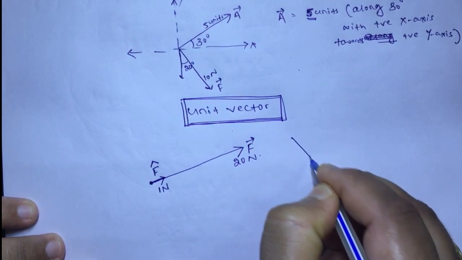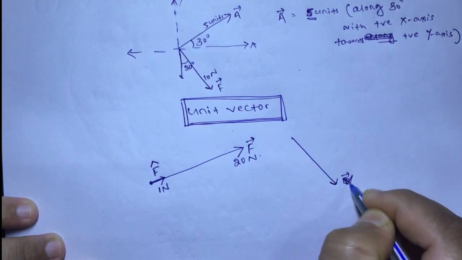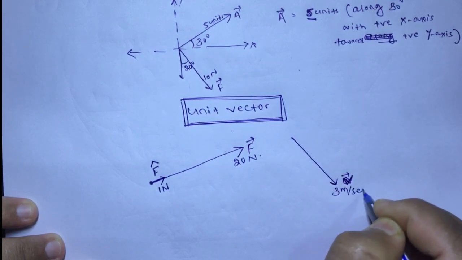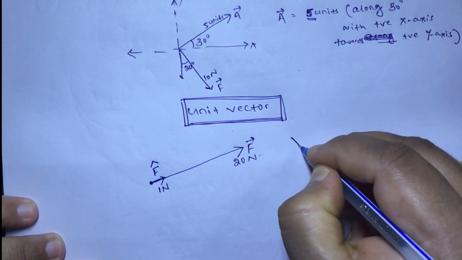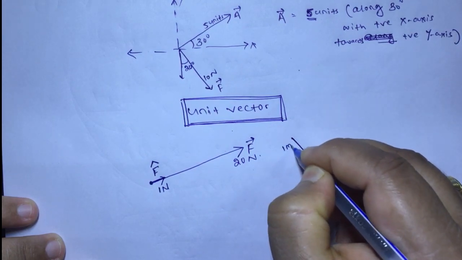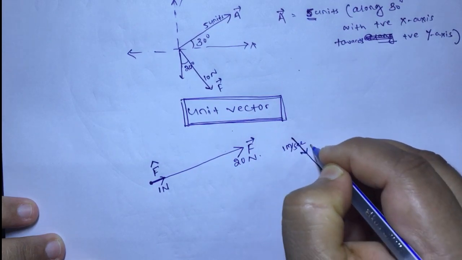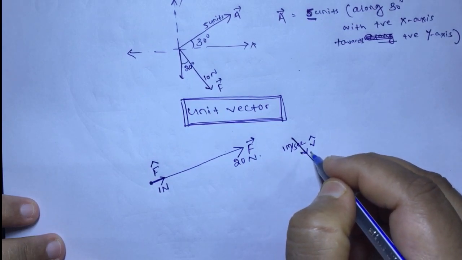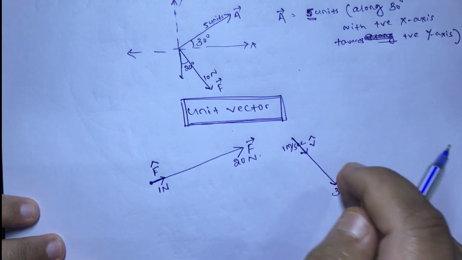Similarly, let this be a V vector of magnitude, let us say, 3 meter per second. Then what will be V cap, the unit vector of the V vector? Along the same direction, and having a magnitude of 1 meter per second, 1 unit. Here it is 3 meter per second. The magnitude of this V cap must be 1 unit, or 1 meter per second. So V cap is the unit vector of the V vector.